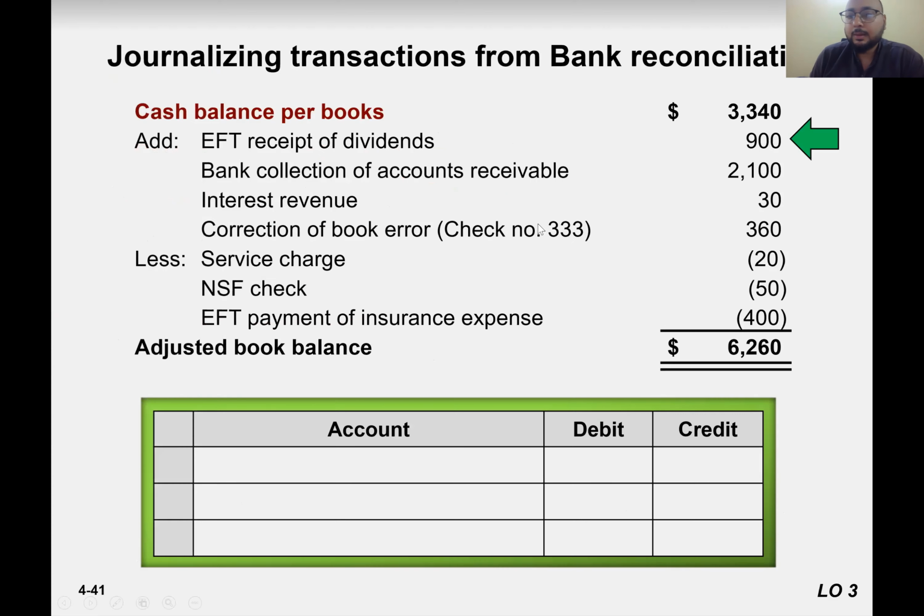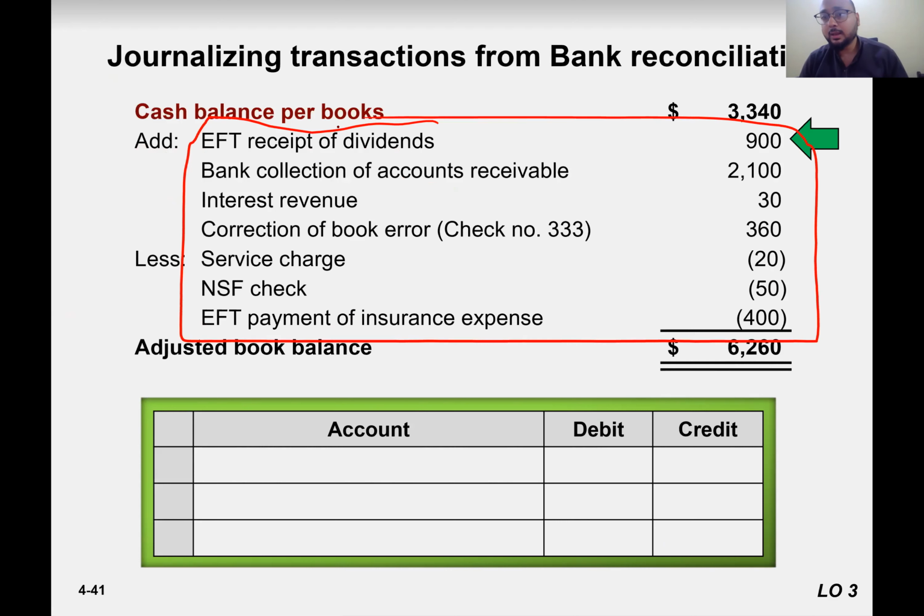Okay, here we go. So all those things that are not mentioned in your book side, you must make an entry. So you are not aware that you received the dividend, and you are notified with the bank statement that you received the 900 dividend. What would be the entry if you receive the dividend? You receive the dividend, cash increase, dividend revenue also increase.